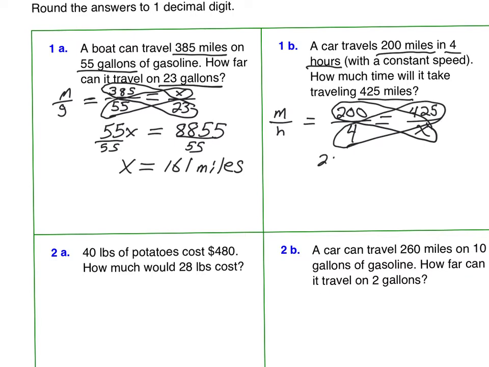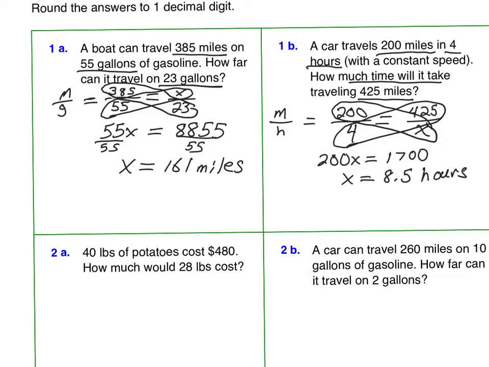So I get 200x is equal to 425 times 4, 1,700. And then when I divide that by 200, I get 8.5. What is 8.5? How much time? And that's time in hours, 8.5 hours.